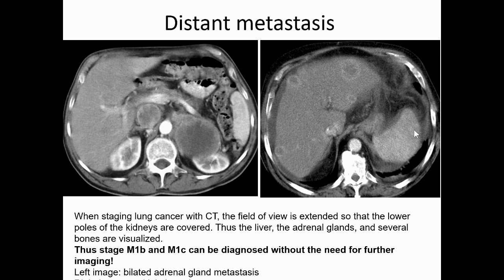When CT is performed for lung cancer staging, then the examination is carried out from the lung apices down to the lower pole of the kidneys, because lots of times lung cancer metastasizes into the liver and to the adrenal glands, and here are some examples. So let's take a look at the right-sided image first. You can see these enhancing rounded nodules in the liver. There are many of them, at least 4.